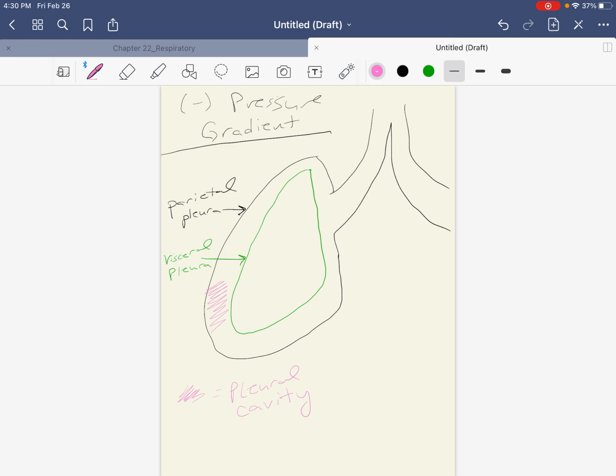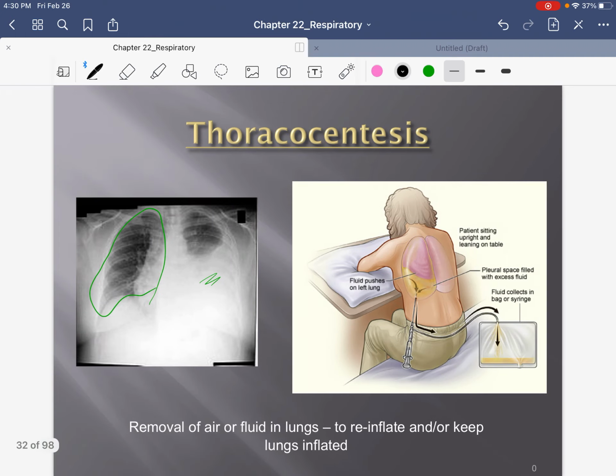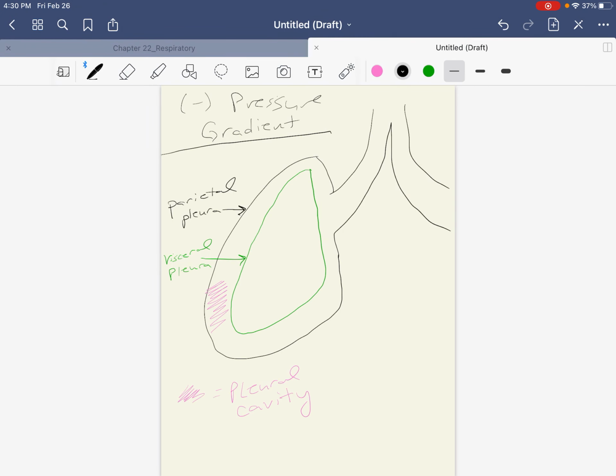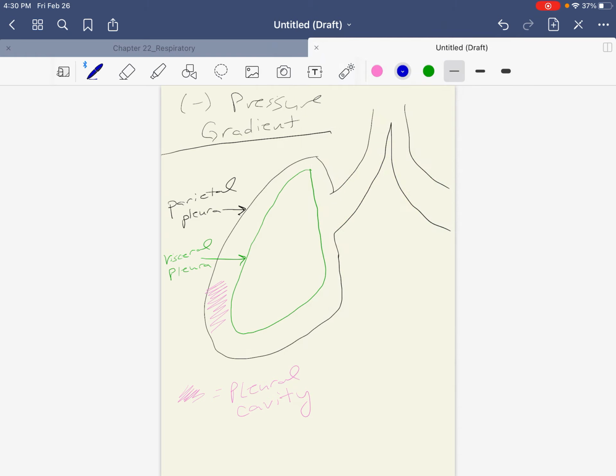Okay, so we're going to introduce pressures, because what we're going to find out when we talk about breathing or ventilation is a difference in pressure. And our unit for pressure is going to be millimeters of mercury. Okay, so let me talk about this negative pressure gradient. Let's give an example. Let's use blue. Let's say that our intrapulmonary pressure is 760 millimeters of mercury. This is inside the lungs, so it is called intra, which means within, our intrapulmonary pressure.